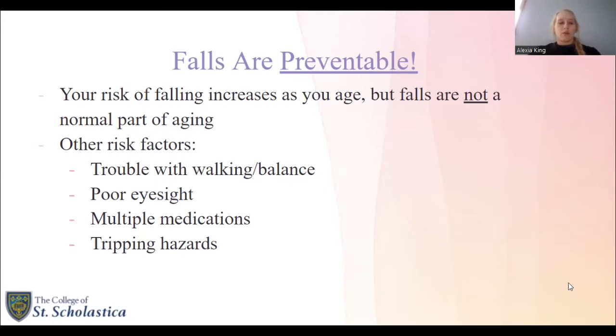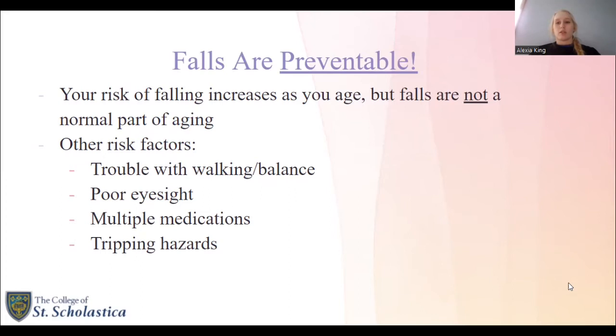Lastly, for these four, we have tripping hazards. So having physical objects on the floor around you is going to increase your risk of falling and tripping on them. So something that you can do is tidy up a little bit and reduce that risk. And all of those will reduce your risk of falling.